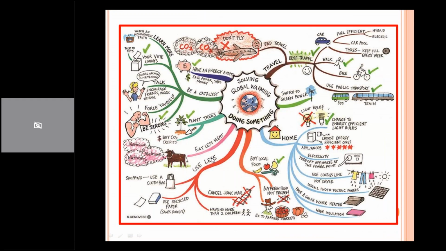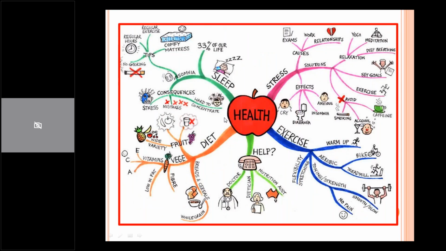And this is another mind map on how you can solve the problem of global warming. Lot of tips, maybe with regard to your home usage, in terms of travel, in terms of planting trees, all those things are there. Then here is a mind map on health.